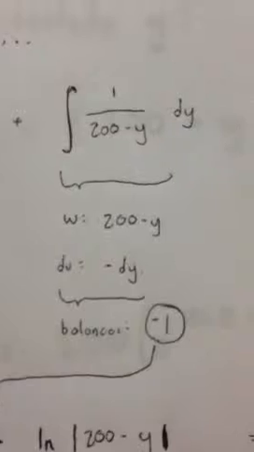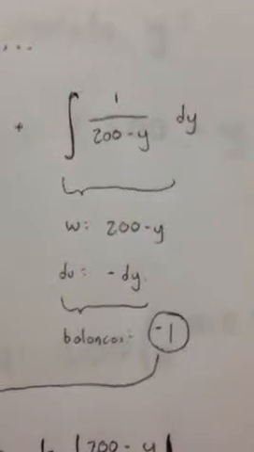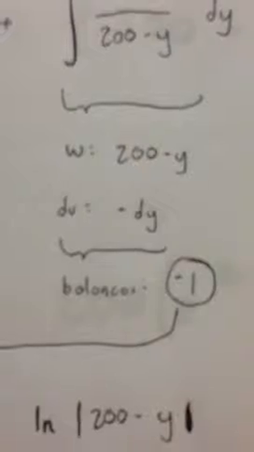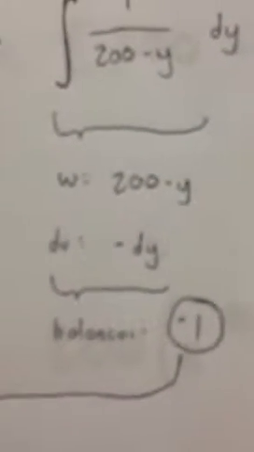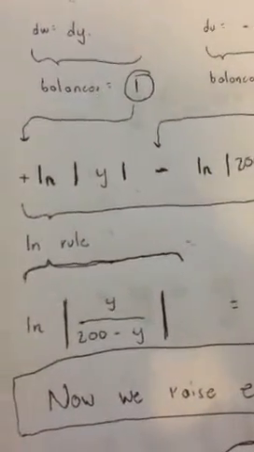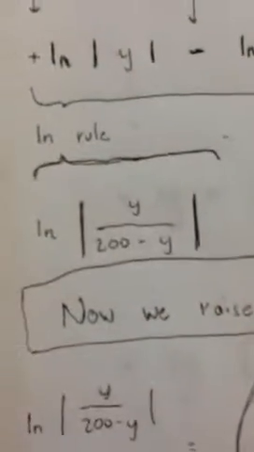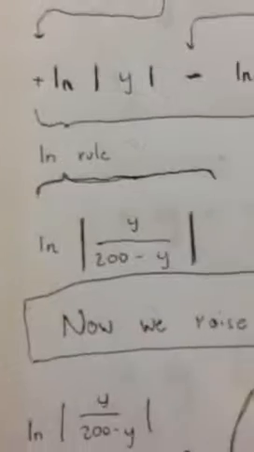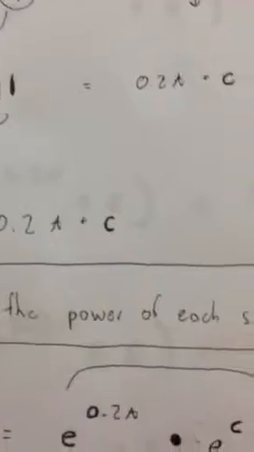And then on this side, you have 1 over 200 minus y, which you have to look at your u and your du and realize that your du for this negative y value would be a negative dy, so your balancer is negative 1. So instead of adding another natural log, you would subtract. So it's this here, and then using a rule for natural logs or any logarithm, if you're subtracting two logarithms, you can rewrite it as a single logarithm with a division bar. So this is the most simplified form of what we have. It's a natural log of the absolute value of y over 200 minus y equals our 0.2t plus c.